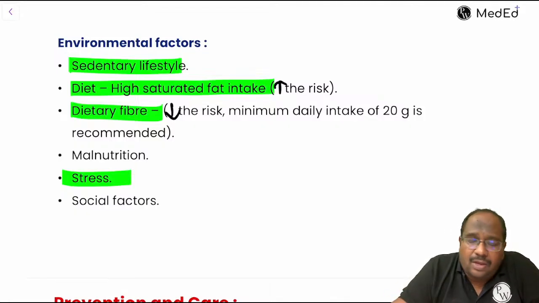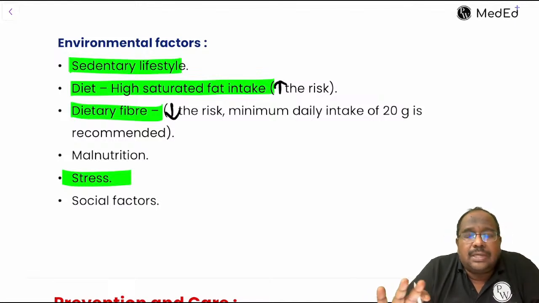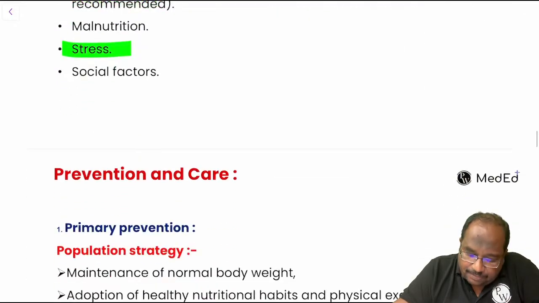Nowadays diabetes is very common. You can have modifiable and non-modifiable risk factors. Age and family history you cannot modify. Sedentary lifestyle, diet, obesity, stress, these things we are able to modify. That is why they are called modifiable risk factors.